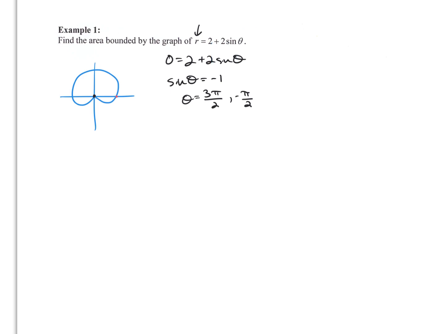And so our theta is starting there and going out. That's actually how it's going to accumulate. And it's going to get back to 2 at 2 pi. So what we're going to do here is take the integral from 0 to 2 pi, with 1/2 out front, and then my r squared right there, because the area enclosed by these polars is 1/2 integral from alpha to beta of r squared.